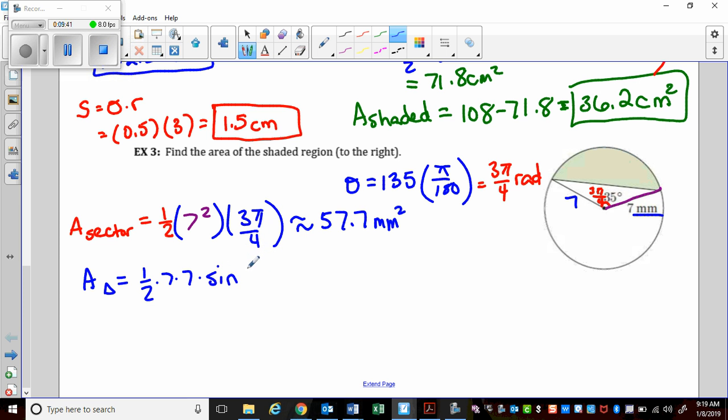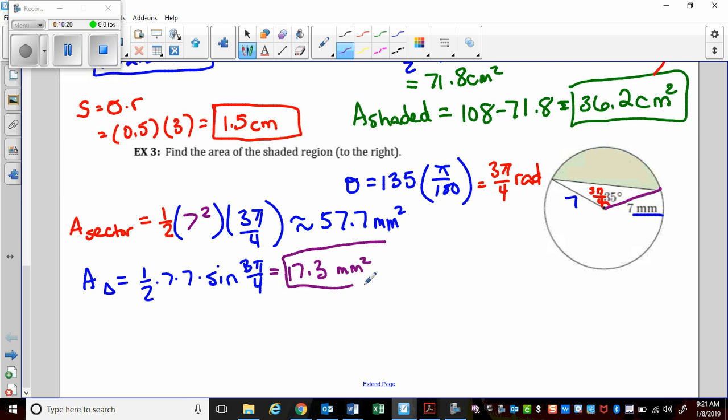So sine of 3 pi over 4. When we plug this into our calculator, we get about 17.3. If you did not get this, make sure you have your calculator in radians. So you go to mode and make sure your radians is highlighted, not your degrees. Okay. And this is still millimeters.